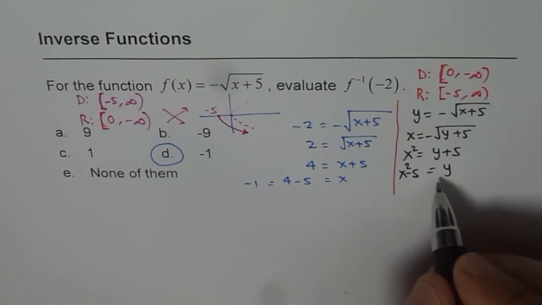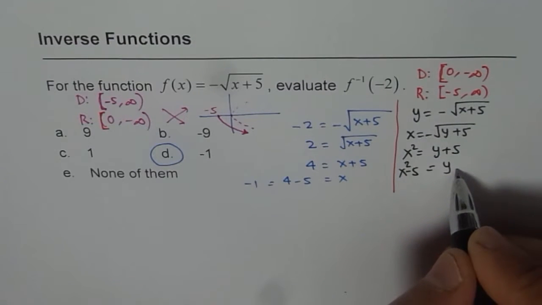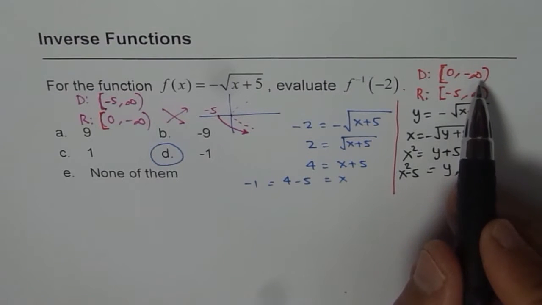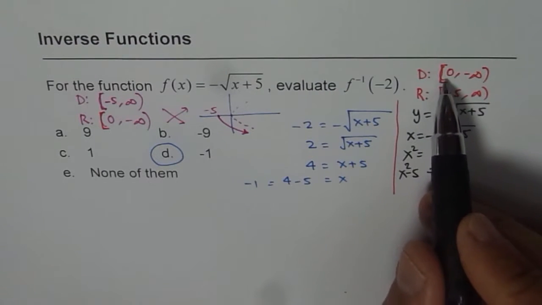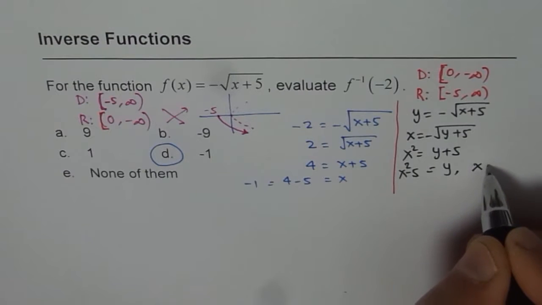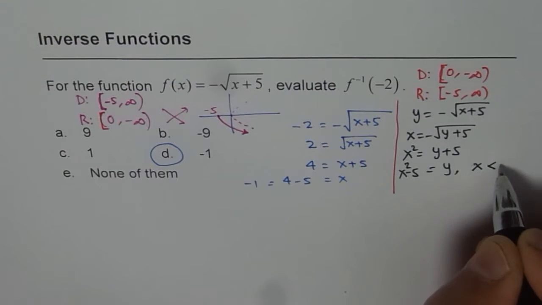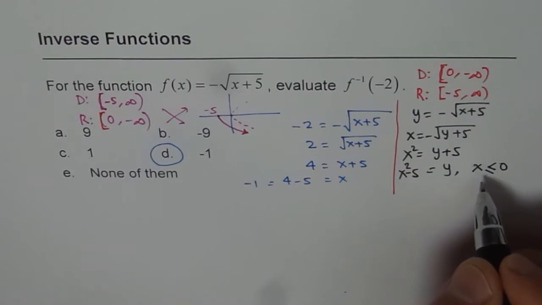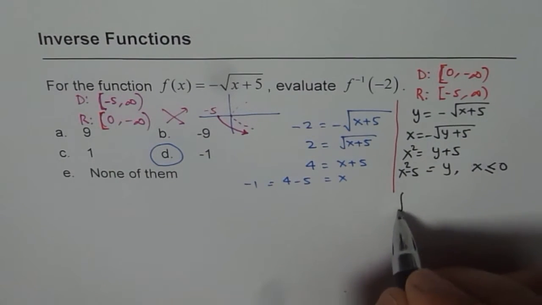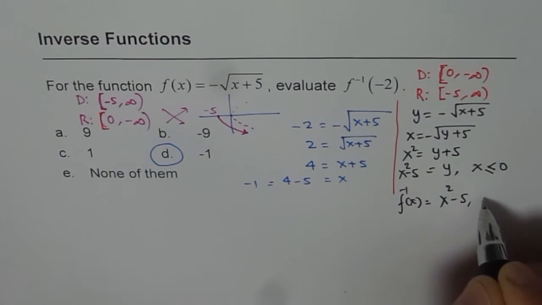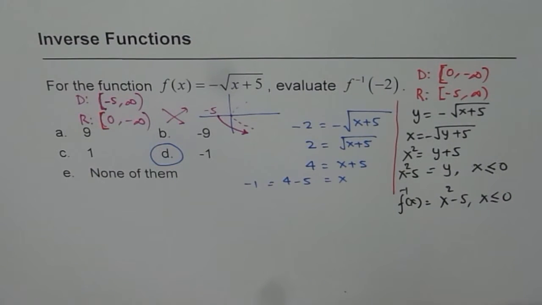Is it okay? But once you do that, you have to write that x is from 0 to negative infinity. I should have written it as minus infinity to 0, in fact, right? So here we should write that the function is defined for x which is less than or equal to 0, so for the negative values only. So from here we can say f inverse of x is x squared minus 5, where x is less than or equal to 0, okay?